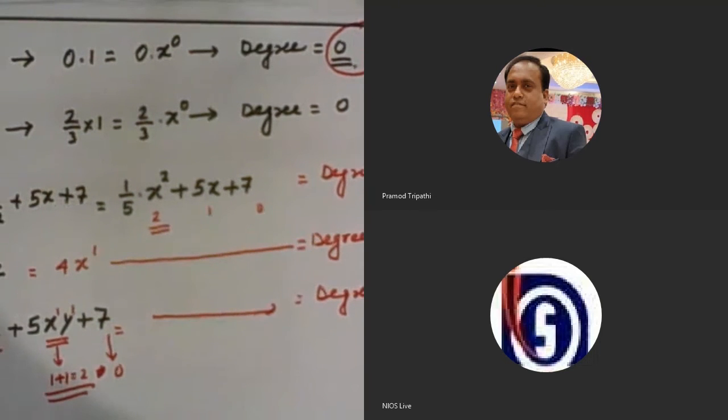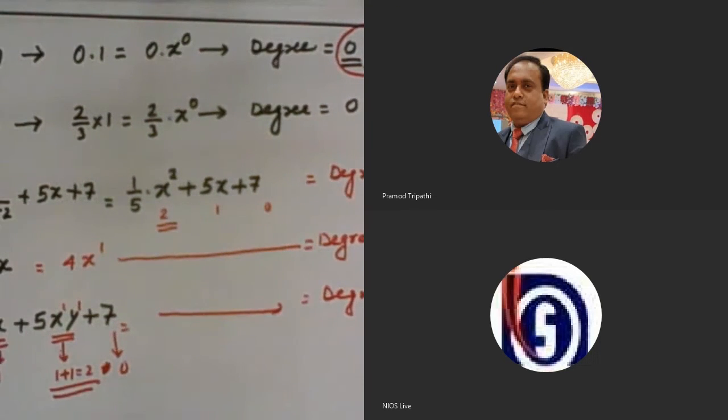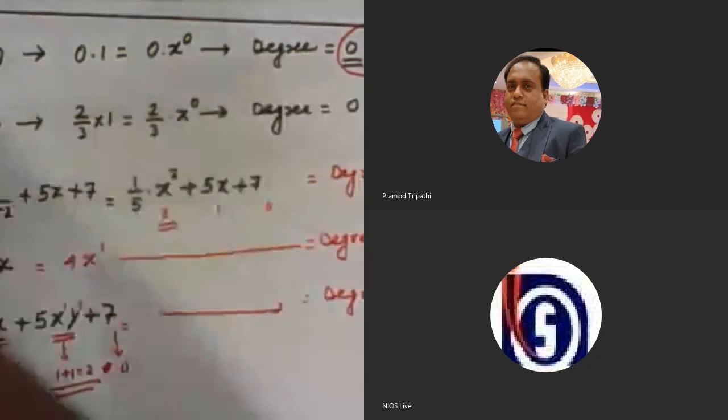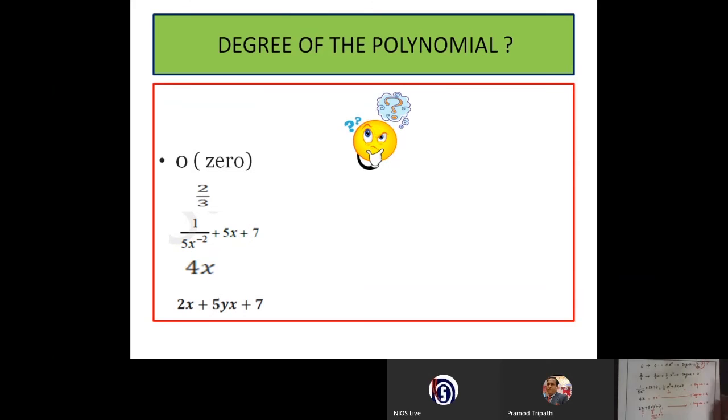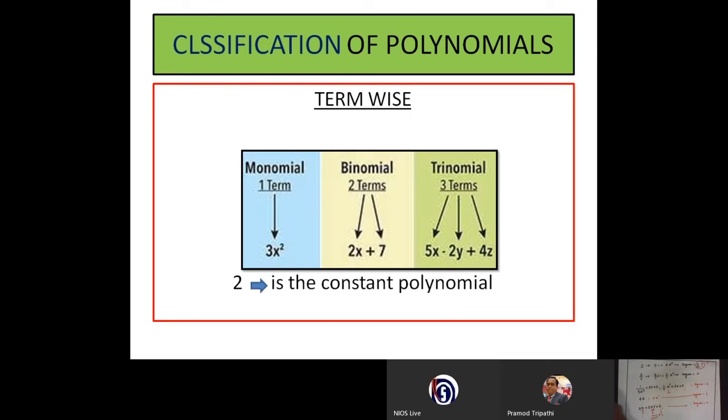Now, I think these examples are clear, but one question is given for your challenge here. I will discuss it after some time. Now we move to the classification of polynomials.